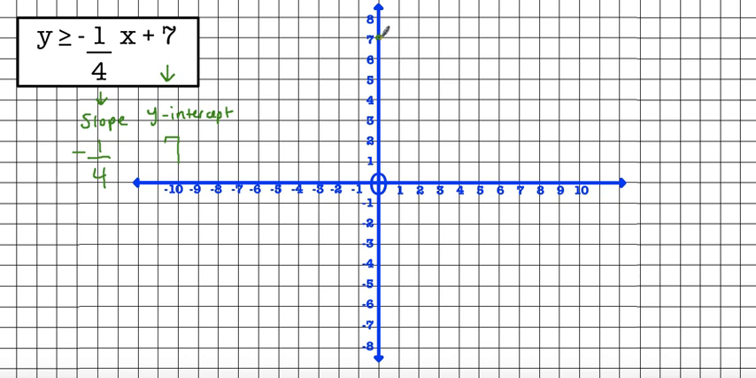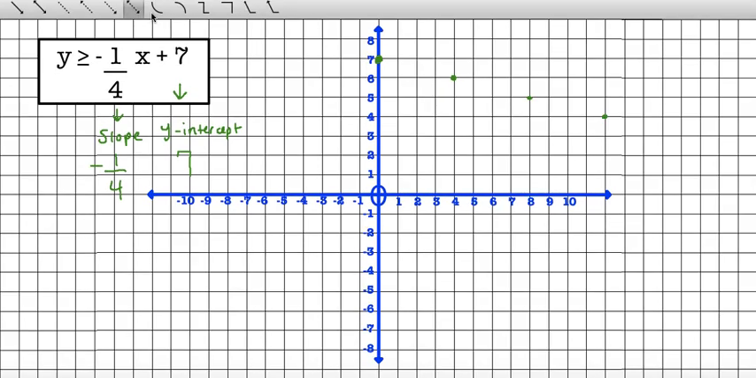So we're going to start off at 7, and because our slope is negative 1 over 4, we're going to go down 1 to the right 4. We're going to go down 1 to the right 4, and then so on. So here I have some points already. So I'm going to draw a solid line because it's y is greater than or equal to.